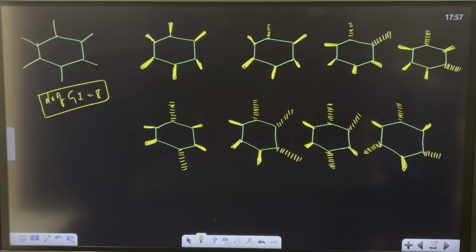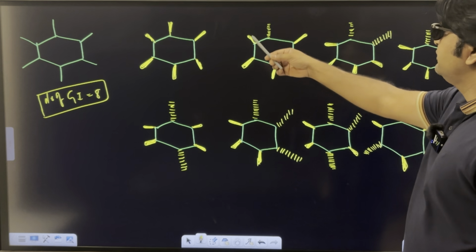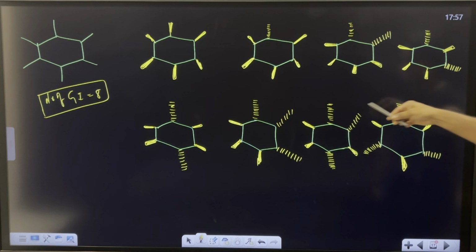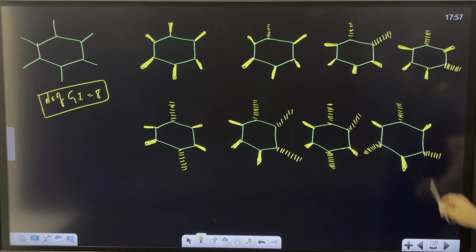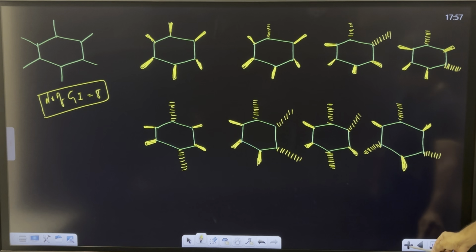Very, very important example. Okay, right. Let me check once again. All methyls above: 1 2, 1 3, 1 4, 1 2 3. Yeah, correct. Let us go to the next example.